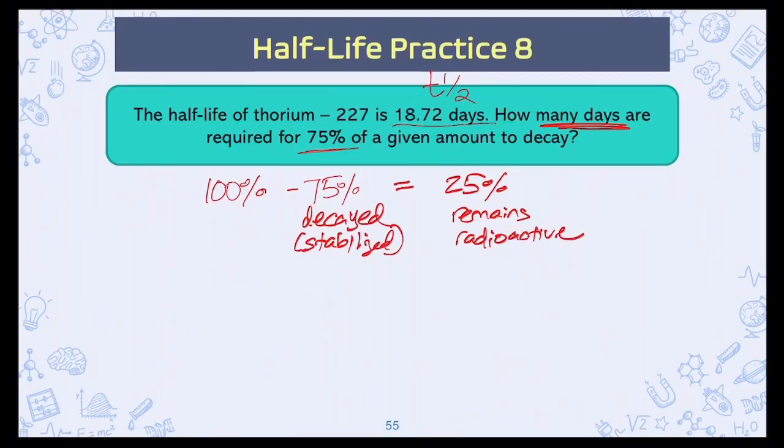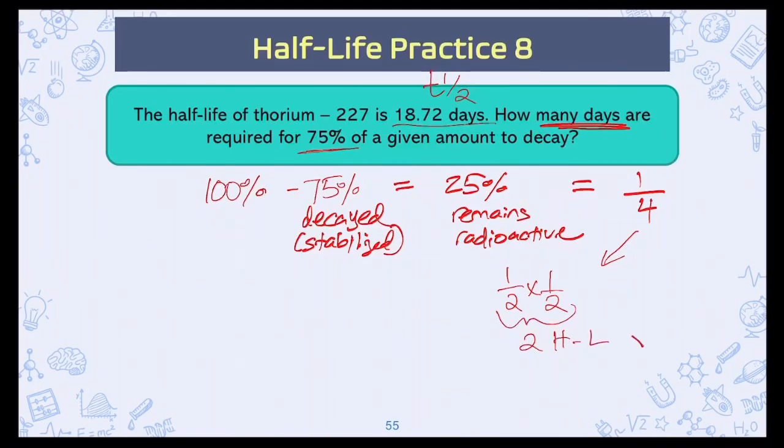So our objective in this problem is to figure out how many days have passed. So if 25% remains radioactive, that means 1/4 of the sample is still radioactive. To get 1/4 of the sample to remain radioactive, that means 2 half-lives need to have passed. Half times half equals 1/4. So this is 2 half-lives.